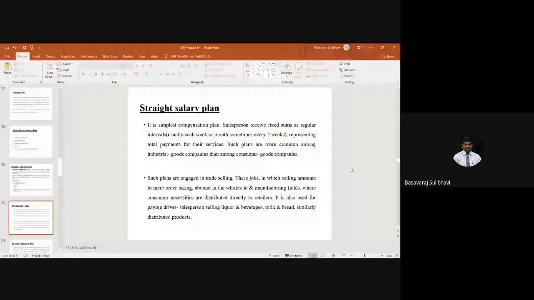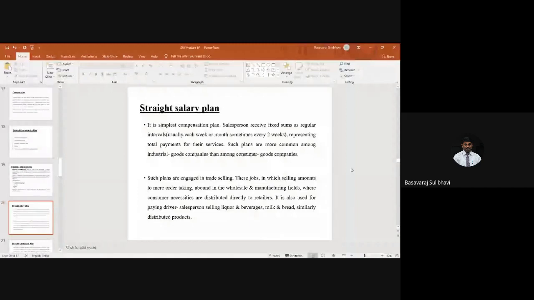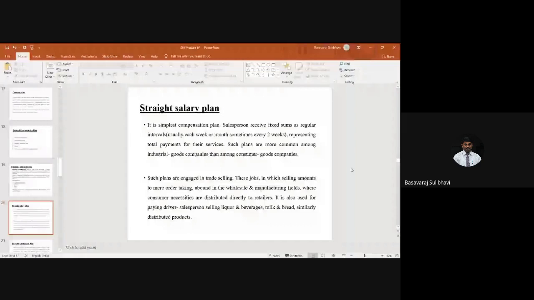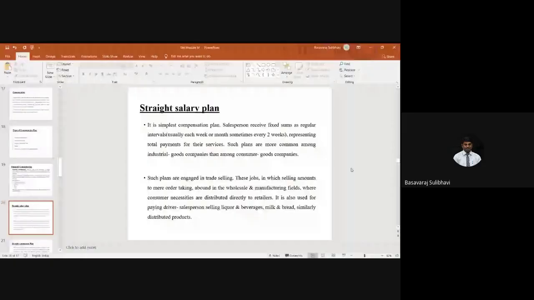or taking more risk in wholesaling, or maybe manufacturing, or where consumers are served directly through retailers, where retailers take the responsibility of pushing the product to the customers, not the direct salesperson from the organization meeting the customer.